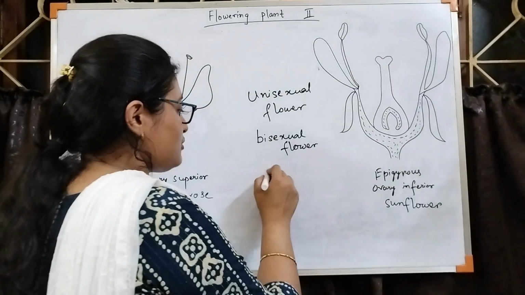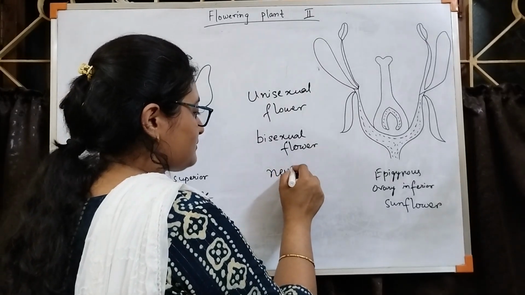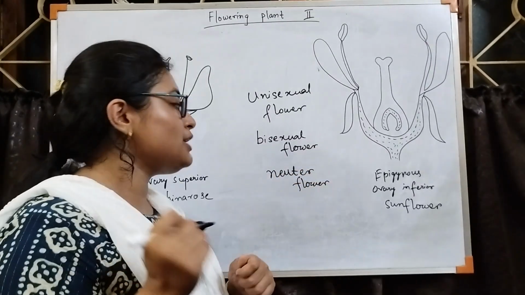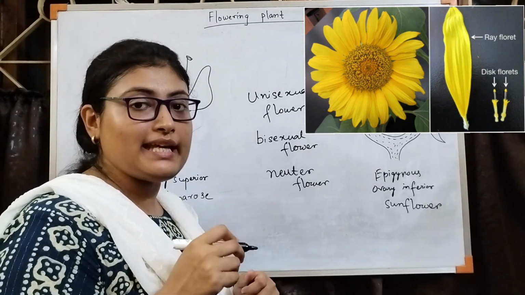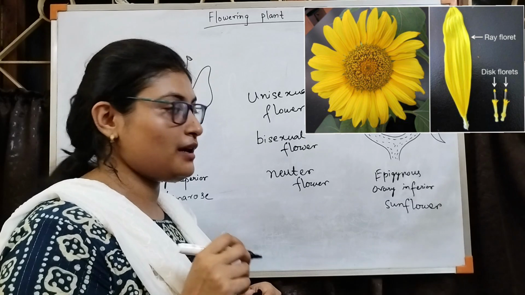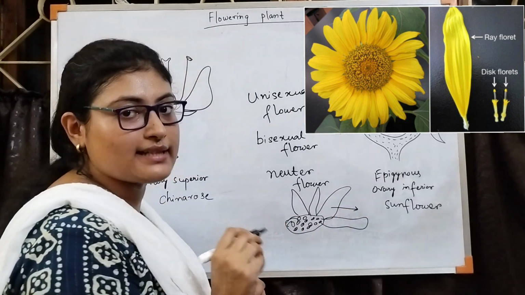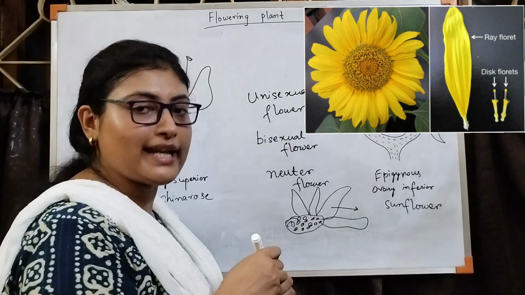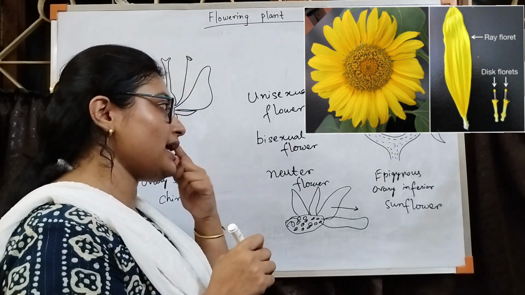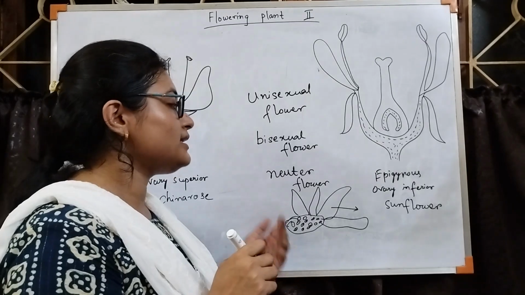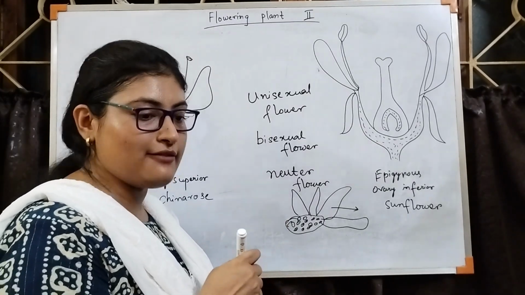Another one is neuter flower. Neuter flower can be seen in the ray florets of sunflower. These yellow petals are the ray florets and they do not contain any male or female cells. So bisexual, unisexual, neuter flower we already have learned.